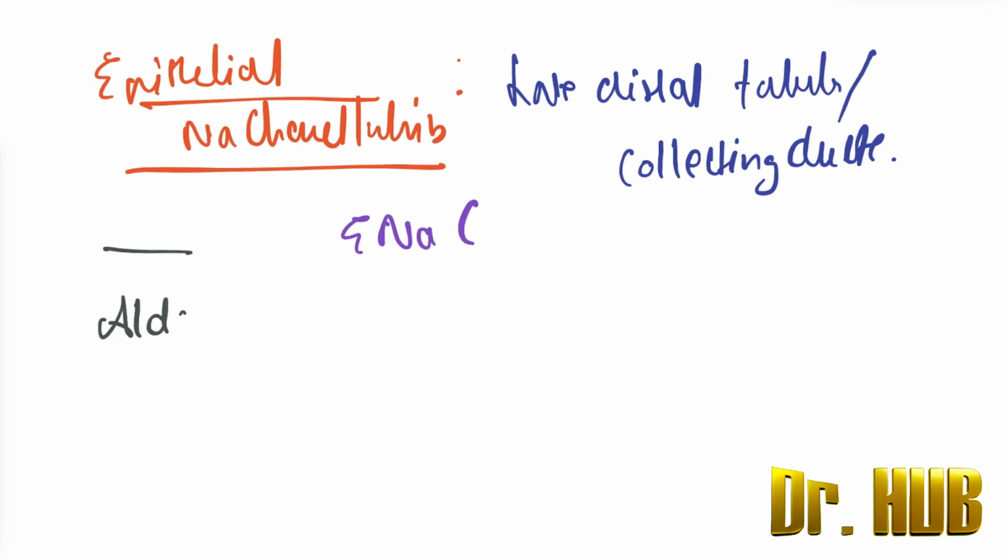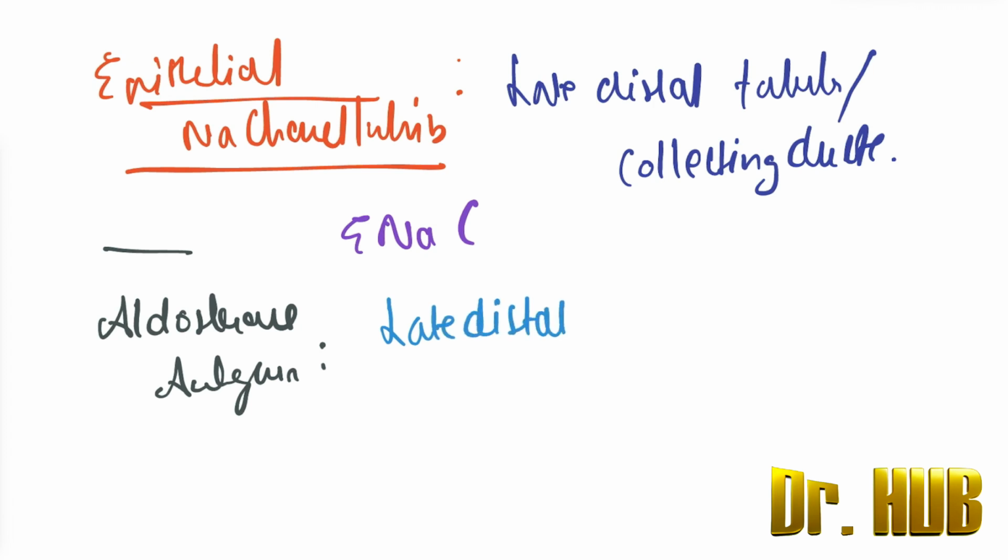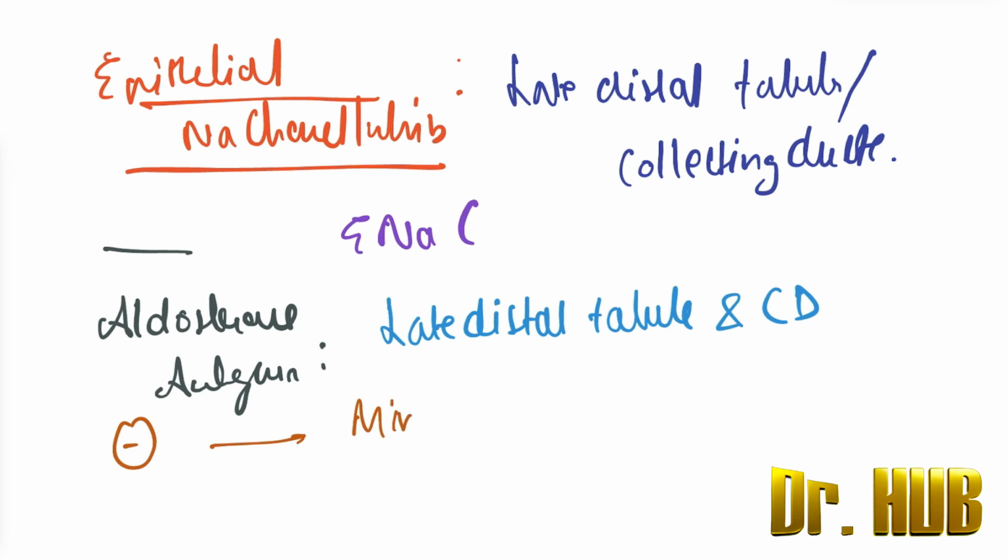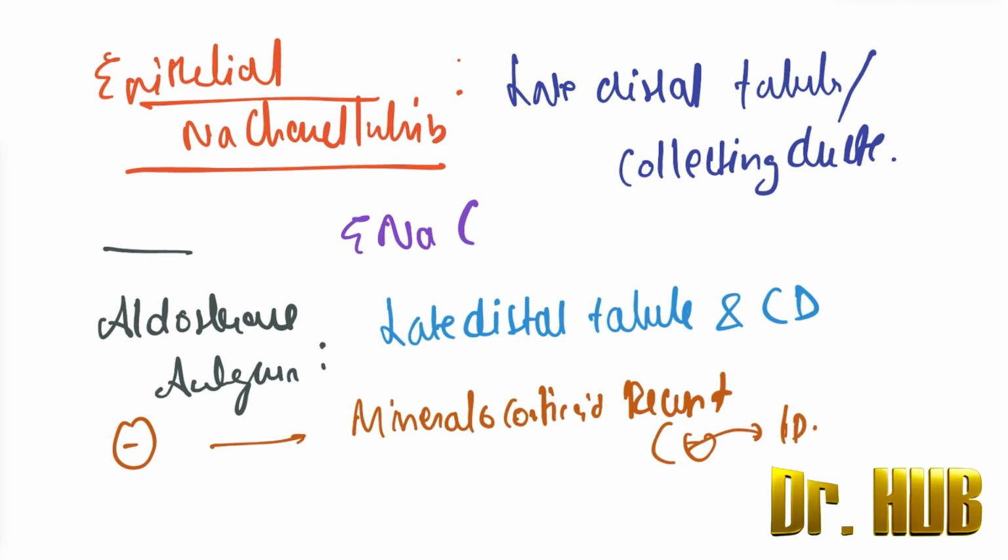Lastly, we have the aldosterone antagonists. The site of action is the late distal tubule and the collecting ducts. What is inhibited here? Inhibited are the mineralocorticoid receptors, which is indirectly the ENaC.